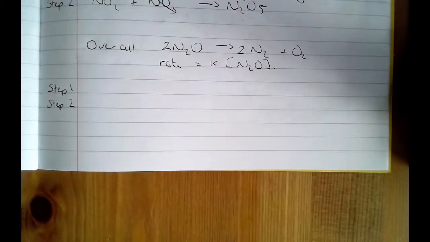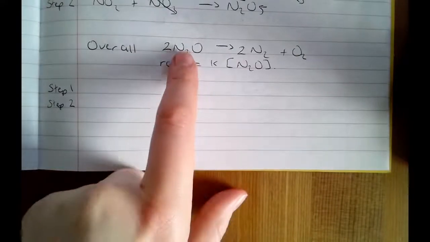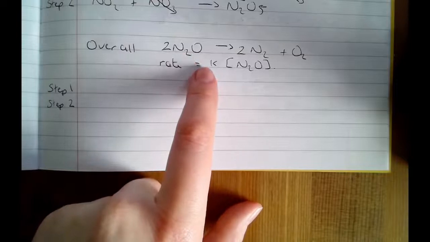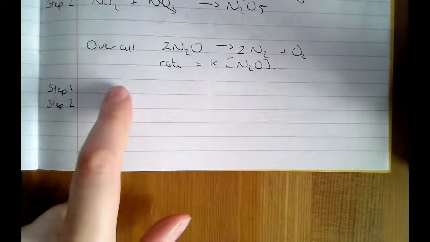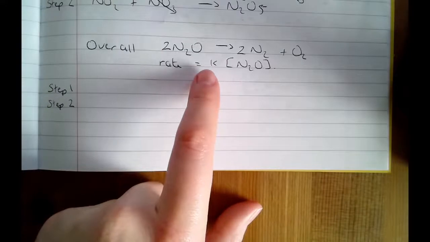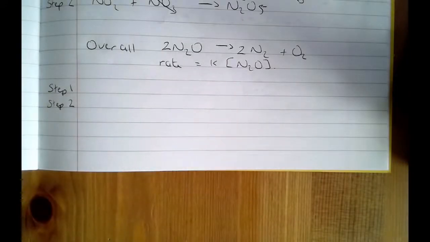Right, so here I've got another example. I would suggest pausing the video here and trying to do this one yourself. I've given you the overall equation, I've given you the rate equation, and you need to do 2 steps for how this reaction actually happens. So press pause, try and do it for yourself, and then press play when you've had a go, and come back and check the answer.